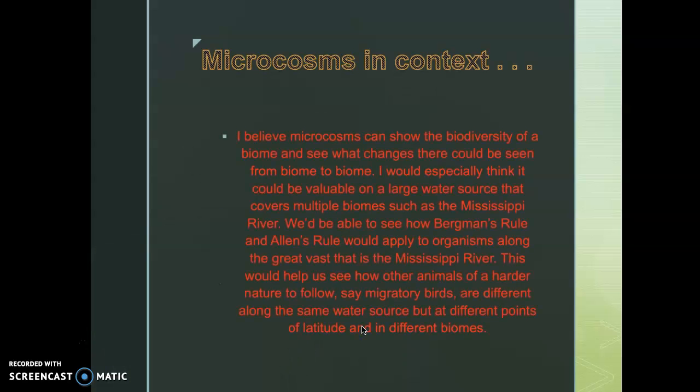I believe that microcosms can show the biodiversity of a biome and allow us to see what changes there could be seen from biome to biome. I especially think it'd be valuable in large water sources that cover multiple biomes, such as the Mississippi River. Because of its size and the ability to span across the country, north to south, we'd be able to see how Bergmann's rule and Allen's rule would apply to organisms along the great vast that is itself the Mississippi River.